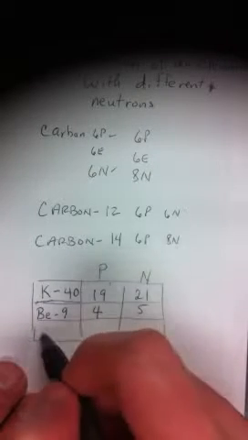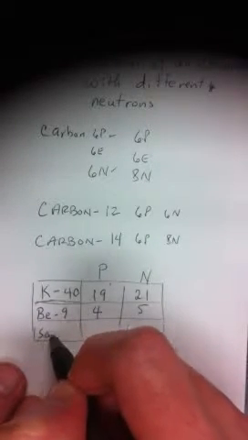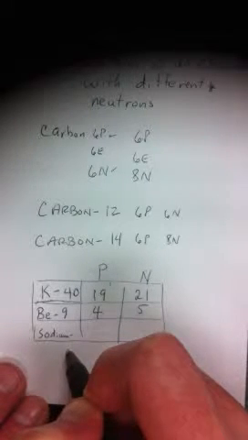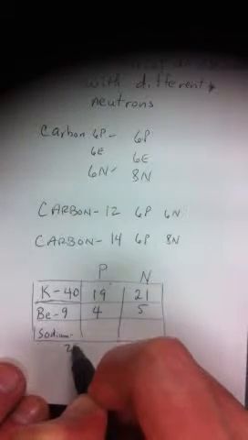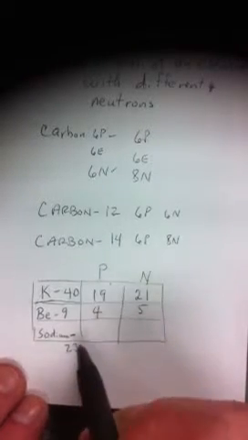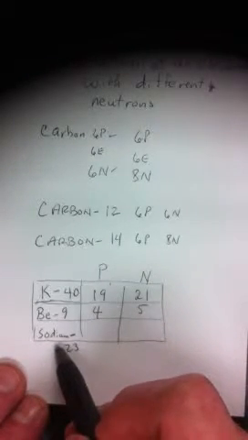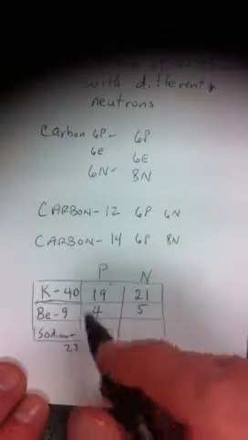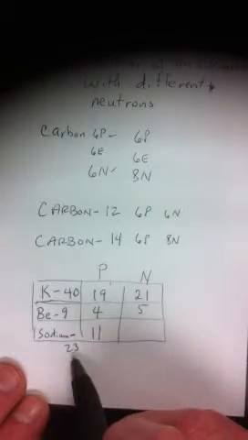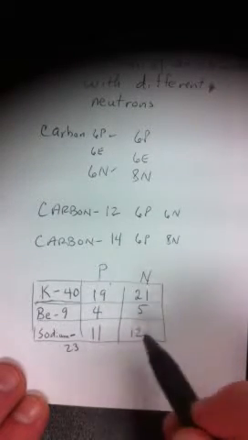And one final example, maybe you have sodium 23. Can't write that 23 in there, so I'll write it below it. So you would need to know the symbol for sodium. It's Na. You look on the periodic table, that gives us 11 protons. 23 minus 11 is 12.